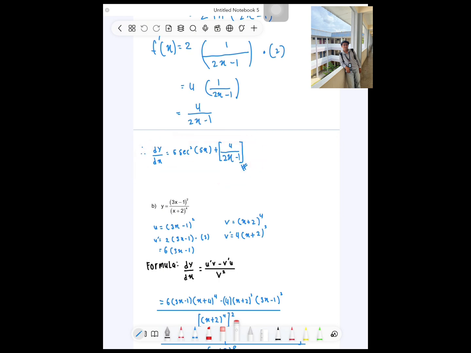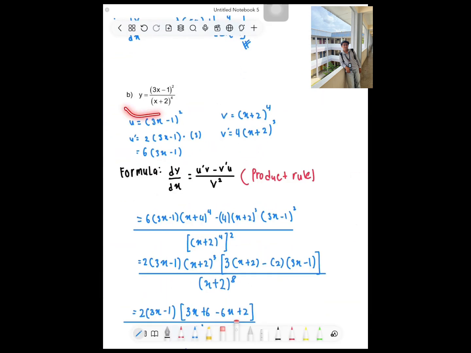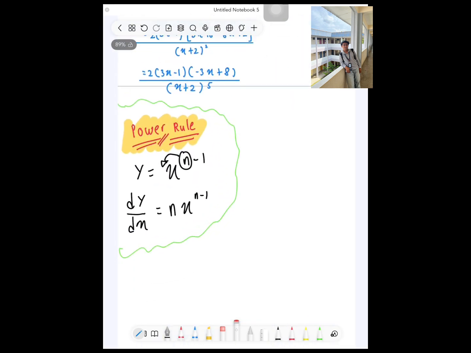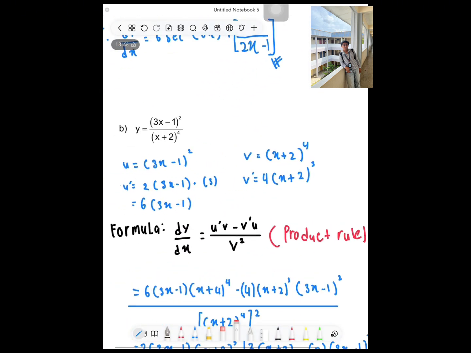Okay, for question B, we have y equal (3x minus 1) square over (x plus 2) power 4. First, we have u equal (3x minus 1) square. For u prime, we use the power rule. So we get 2 times (3x minus 1) times 3. So the answer is 6(3x minus 1).